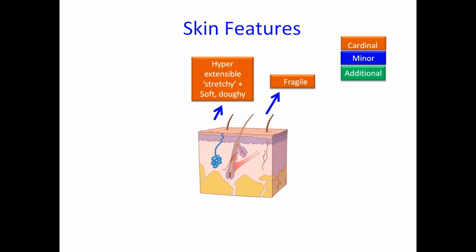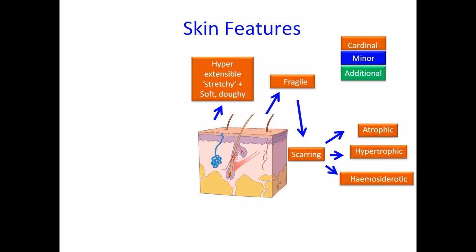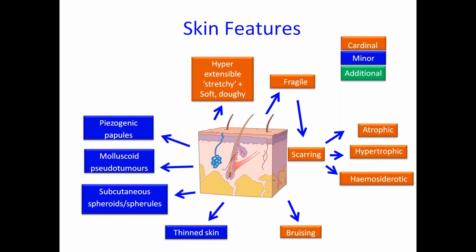We see fragility of the skin, and that leads on to scarring, of which there are different types of scarring, and I appreciate these are rather medical terms, but I'm going to show you some pictures to try and explain that for you. We see bruising as part of the fragility, and then other minor features that we see are thin skin and these other medical terms, which I will explain and illustrate for you.